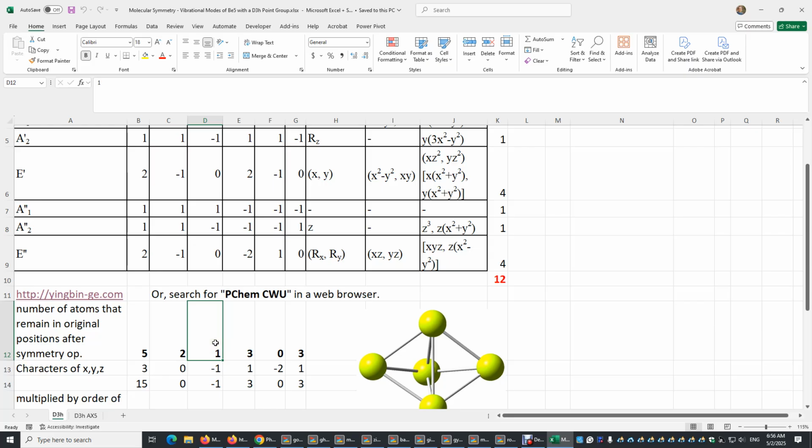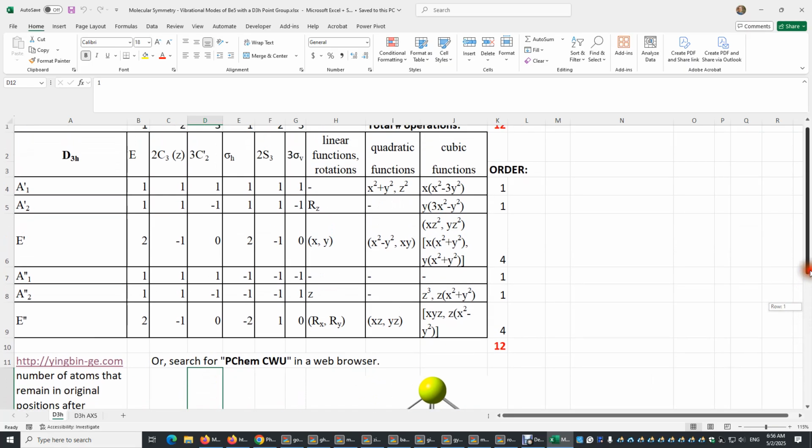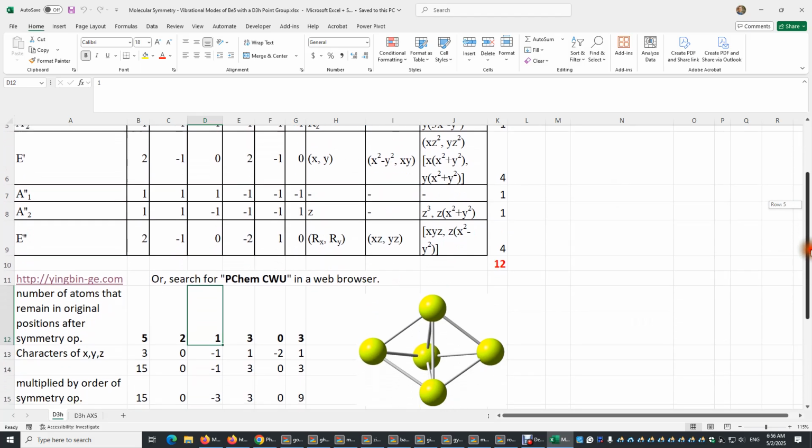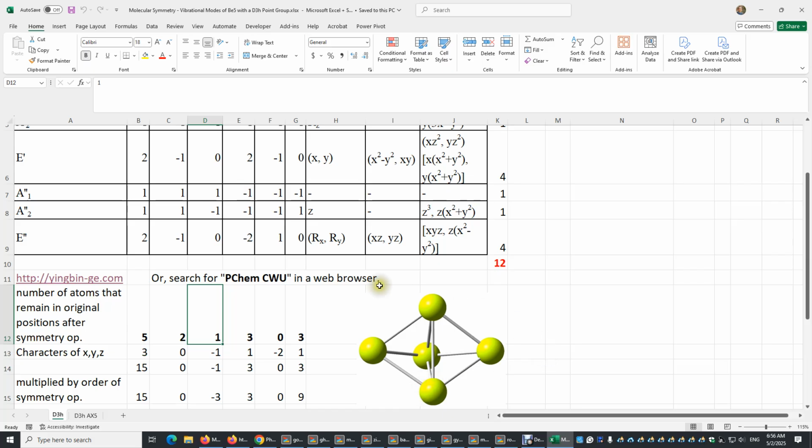This number is under the C2 rotational operation. If you rotate this entire structure 180 degrees about this axis, only this atom remains in the original position. Over here, sigma h contains these 3 atoms. So when you do a reflection with respect to the sigma h symmetry plane, these 3 atoms remain in their original positions. These 2 atoms will switch their positions. They move.